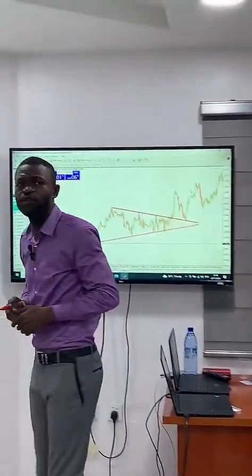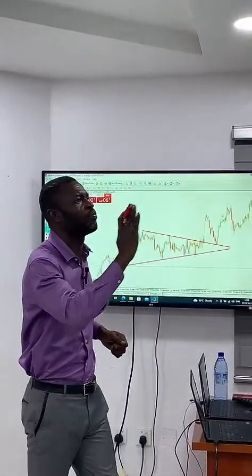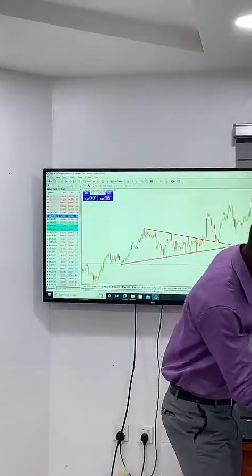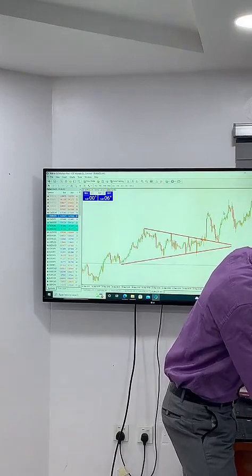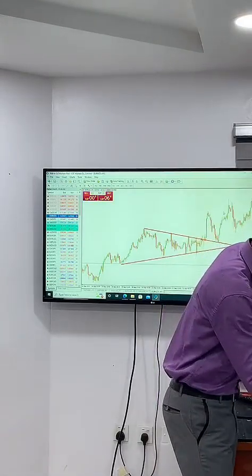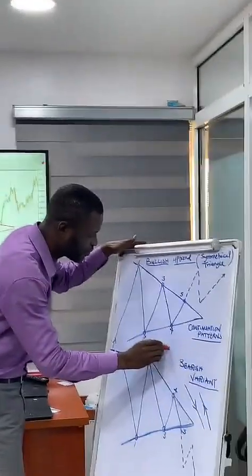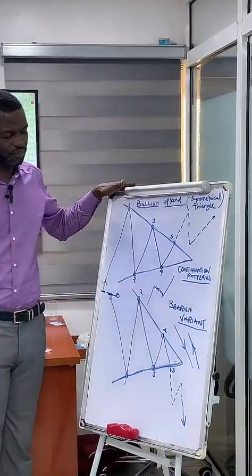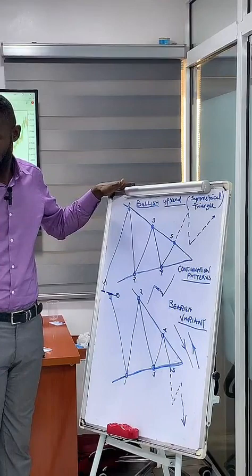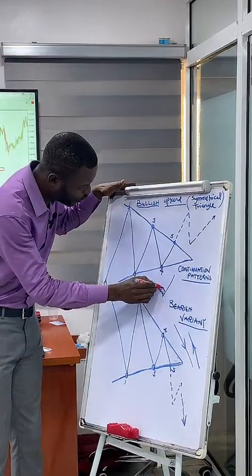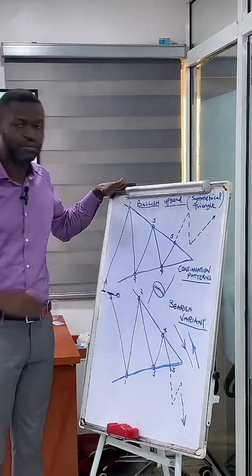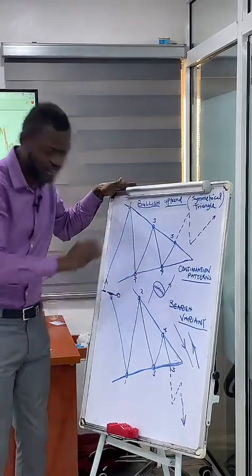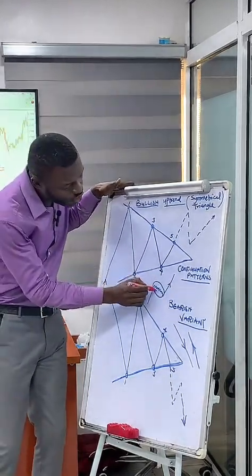Let's just take an example. Someone is going up, and then while he is climbing up, for instance, he decides to take a rest and then continues his upward movement. This particular juncture, before it continues its upward trend, is called a continuation pattern.